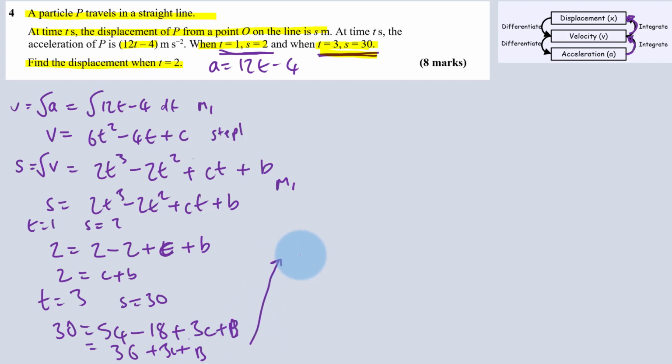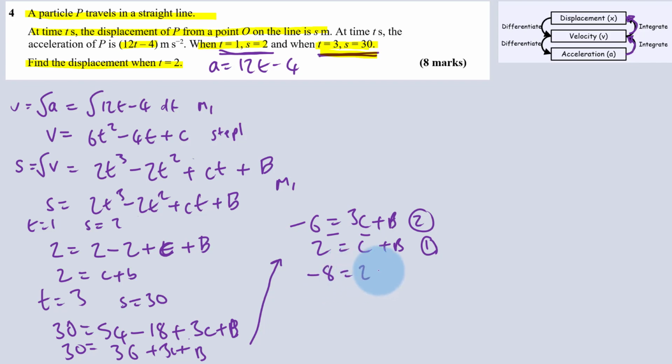So what are we going to get here? Let's move that up here. So we're going to get minus 6 equals 3c plus b. Now that is equation 2. I'm going to just make that capital B so consistent. And we have 2 equals c plus b. That's equation 1. Now GCSE skill, we can see we have a simultaneous equation now. We're going to minus these terms together, so we're going to get minus 8 equals 2c. So c equals minus 4.